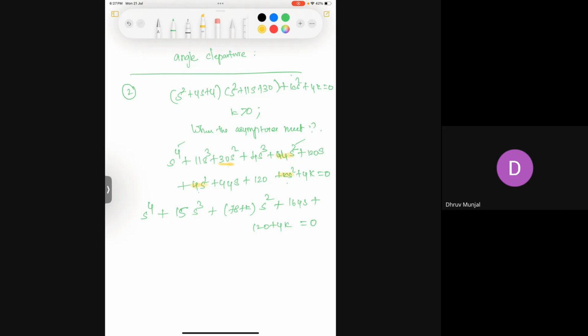Now, yes. This over 120, 164. So 120 plus 4. Okay, good. Now we have this equation: s power 4 plus 15 s cube plus 78 s square plus 164 s plus 120 plus 4 equal to 0.